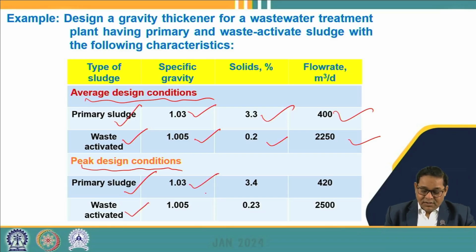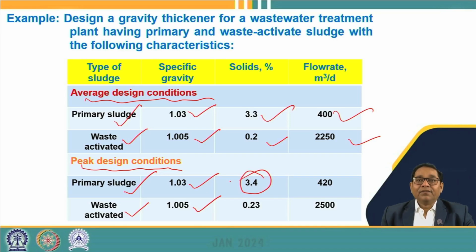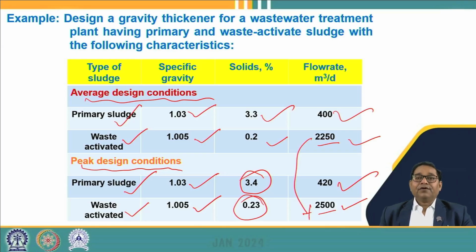Here the specific gravity has to be the same, but for this peak condition the percentage of solids may be increased, so that is 3.4%, and for this we have to take 0.23% solids. Flows are the same, 400 to 420, and for this flow we have to take 2250 to 2500 for the peak conditions. So this is the problem for which we have to design a gravity thickener.